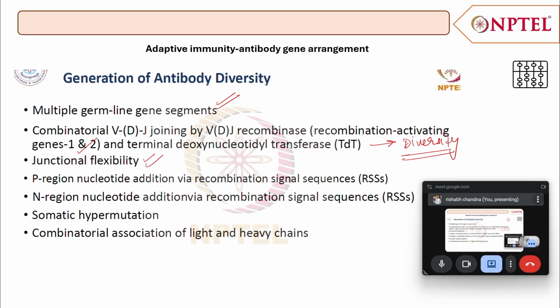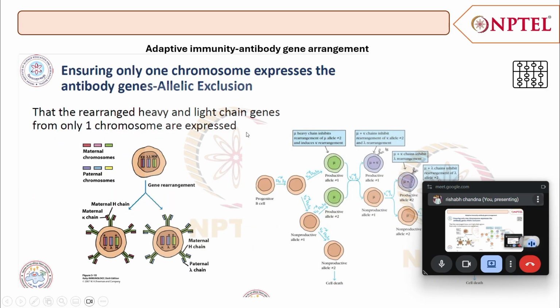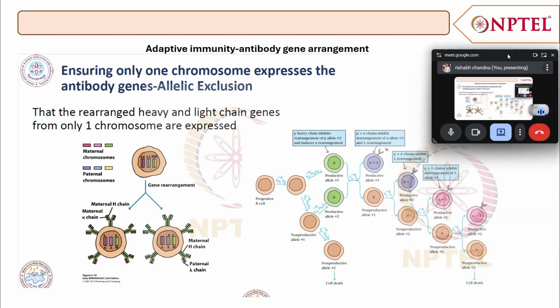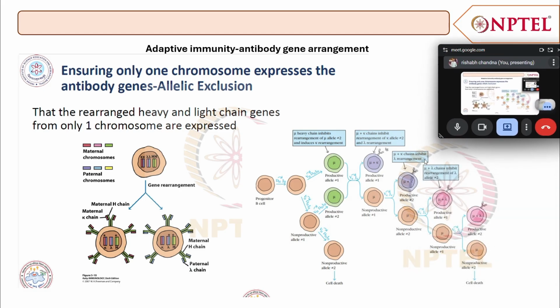junctional flexibility, and the P region nucleotide addition via the recombination signal sequences, the N region nucleotide addition via RSS, the somatic hypermutations, and the combinatorial association of the light and the heavy chains provide this generation of the antibody diversity. Okay, so these are the few points through which the antibody diversity is generated.